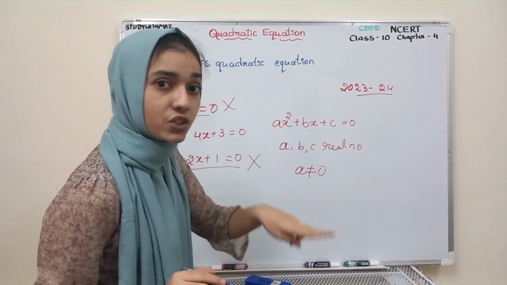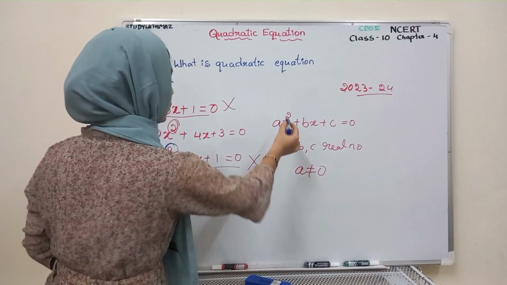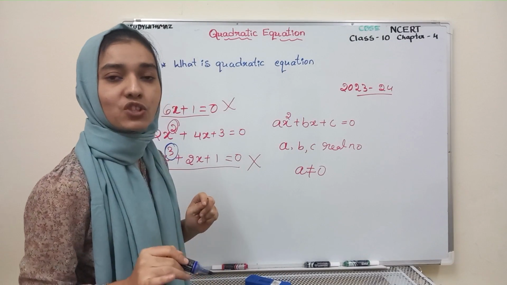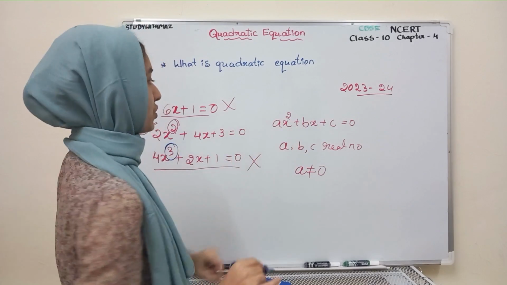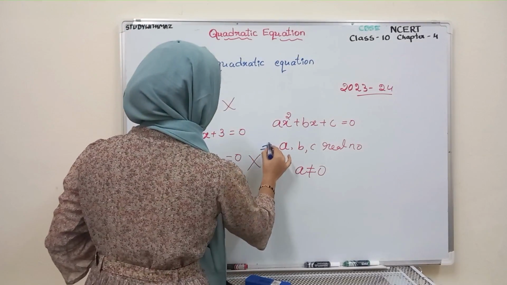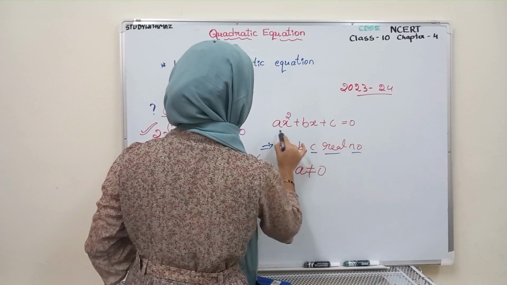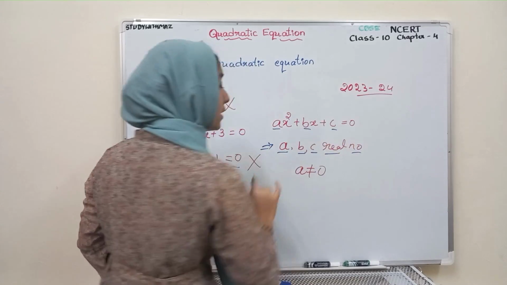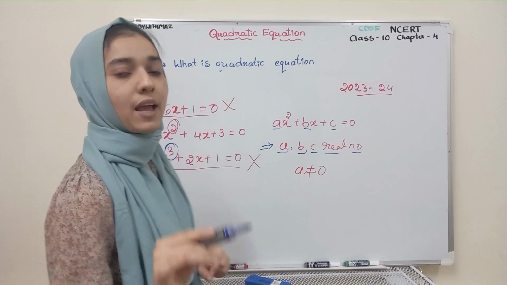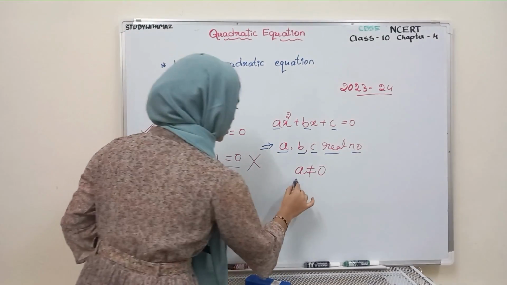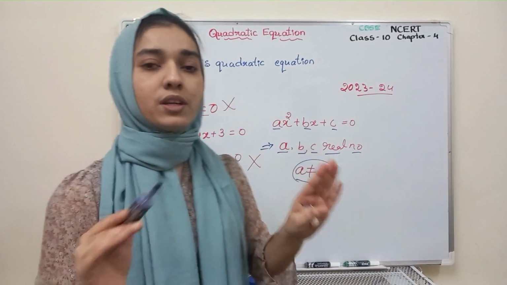If the equation is having x square form, x power 2 is present in the equation, then that equation is your quadratic equation. Again, उसमें क्या होना चाहिए? a, b, c are the real numbers. These three are numbers here, okay, which are real numbers, and one condition applies here, that is a should not be equal to 0. a कभी भी 0 नहीं हो सकता है.